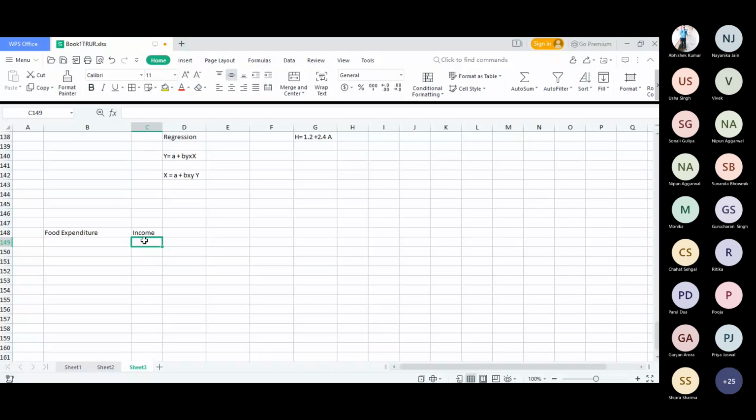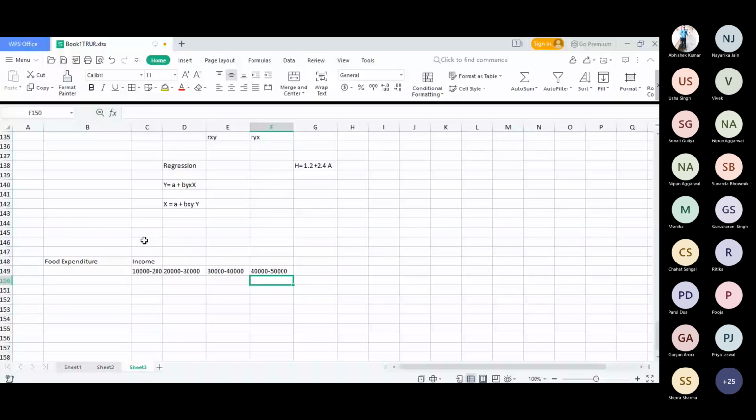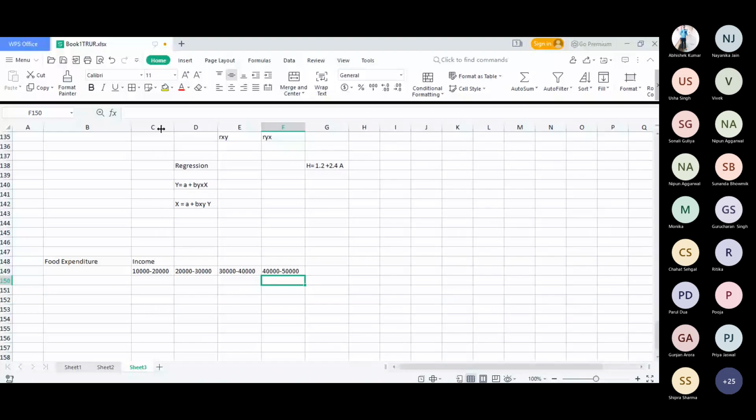Suppose 10,000 to 20,000. Then we have maybe 20,000 to 30,000. Then 30,000 to 40,000 and 40,000 to 50,000. Suppose these will be the four income brackets and their food expenditure per month. So these are the income per month of the four brackets, and we have food expenditure like 5,000, 6,000, 7,000, 8,000. Suppose these are the four food expenditure brackets.